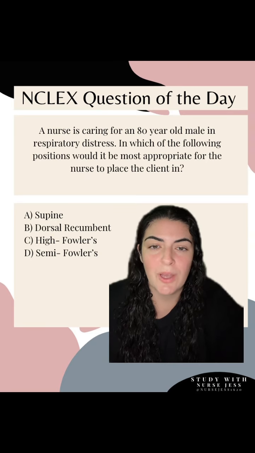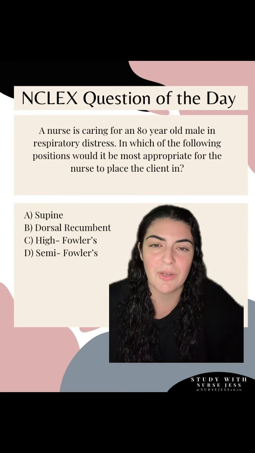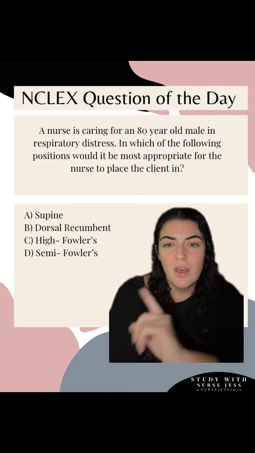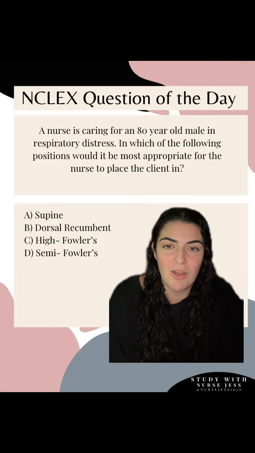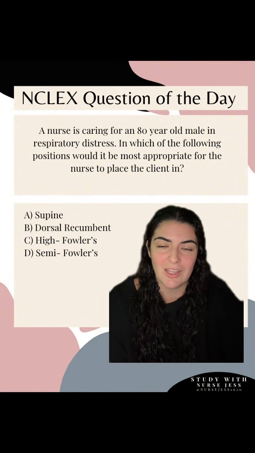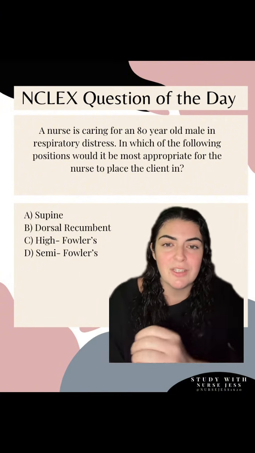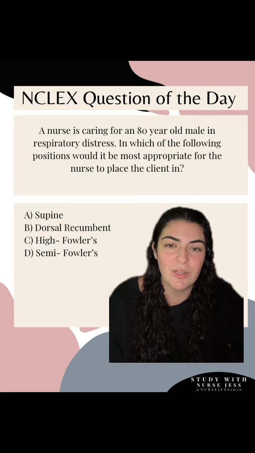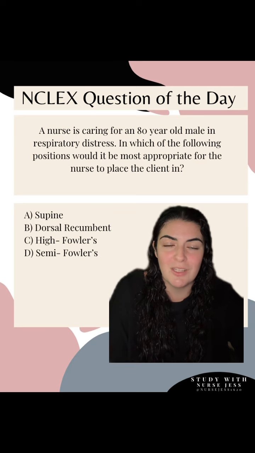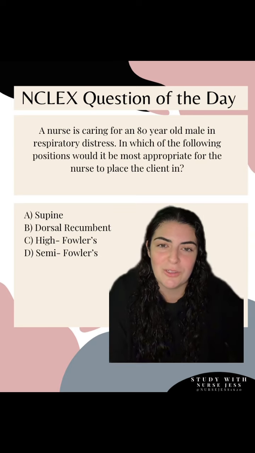Option A is supine. This is when an individual is lying flat, so this is not ideal for somebody in respiratory distress. Option B is dorsal recumbent. Now, this is not often seen, however, it is important to know when you're taking the NCLEX. Dorsal recumbent is when an individual is lying flat, but their knees are flexed and their feet are planted on the ground. It is not for somebody in respiratory distress, but it could be seen in a client who is getting or preparing to have a Foley catheter inserted.